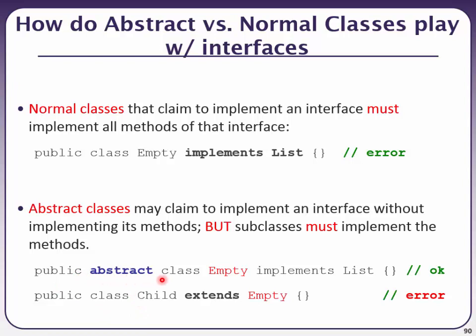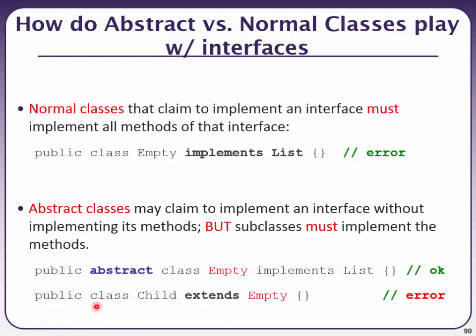But when I say that Empty is an abstract class, being an abstract class means that you're not meant to create objects. It's your subclasses that are meant to be used to create objects. So Java is okay with you saying that this abstract class is supposed to implement this interface, but hey, I didn't provide the code for the methods in the interface list inside my abstract class Empty. But guess what? All of my subclasses are bound to implement those methods.